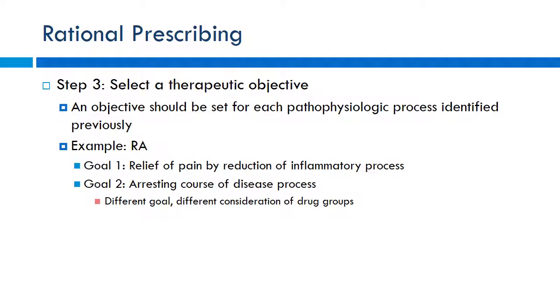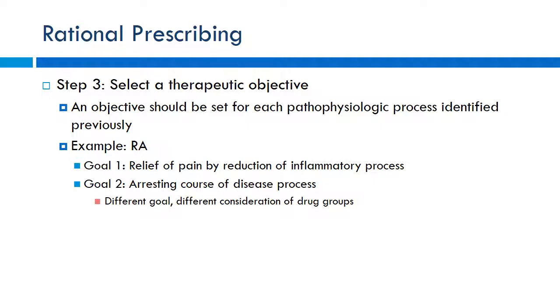So next we need to say, what's our therapeutic objective? What do we want to do for this patient now that we have our tentative diagnosis? We kind of know what the pathophys is behind this, and so your objective should be set up here. For instance, for RA, one of the things I want is relief of pain by relieving them of this inflammatory process. So I want something with anti-inflammatory activity to deal with that. And I also want to prevent the disease from getting worse.